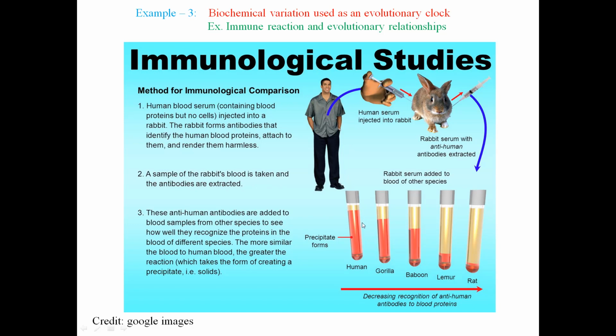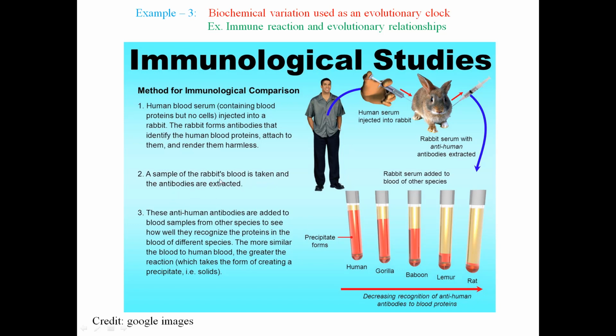See this? This is a precipitate that formed. So human and rabbit serum, and human blood with rabbit serum is attached with the gorilla. Rabbit serum with the baboon. Rabbit serum with the lemur. Rabbit serum with the rat. So there is decreasing recognition of blood proteins by anti-human antibodies.